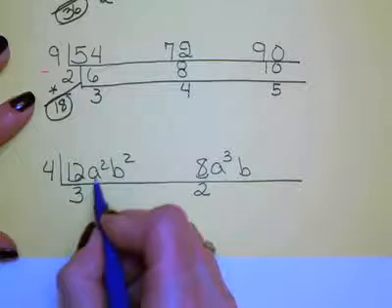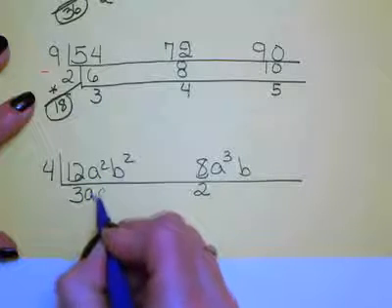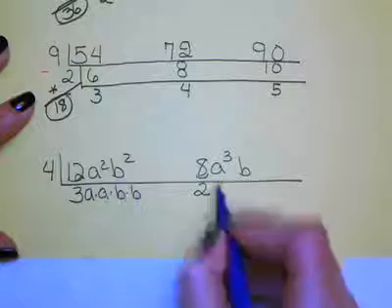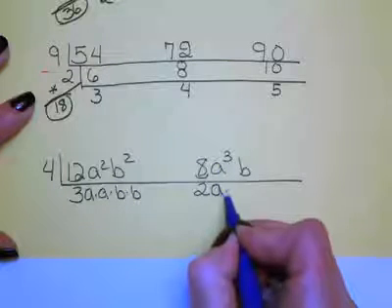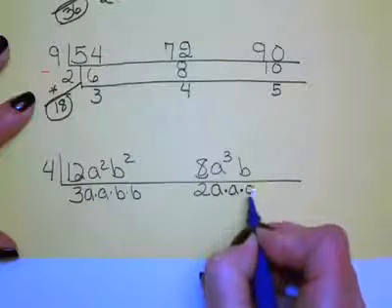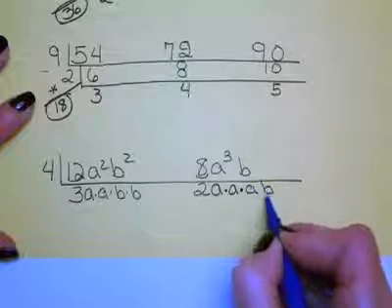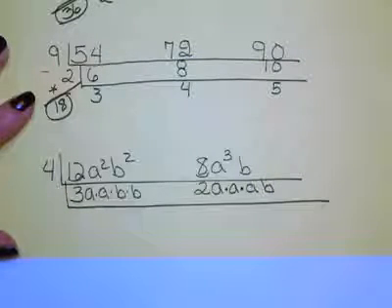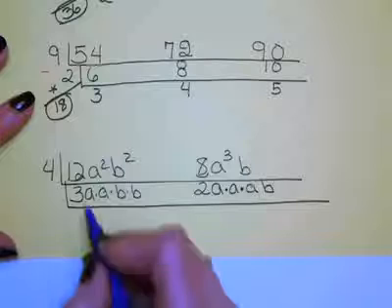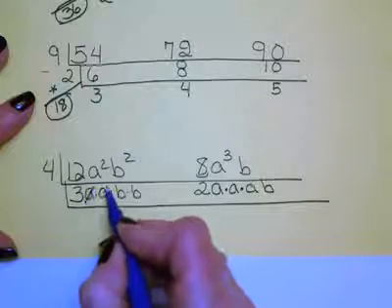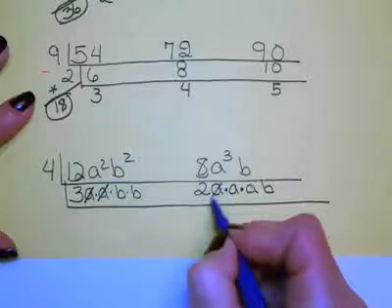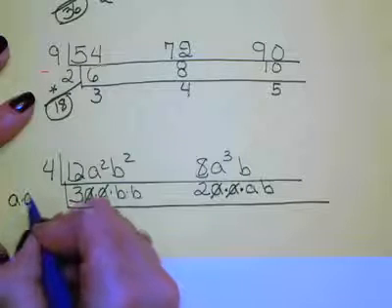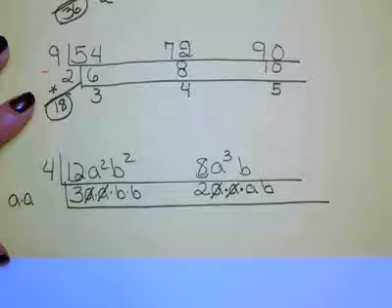Now we are going to expand our exponents. A squared is really a times a, and b squared can be written as b times b. A cubed can be written as a times a times a, and b is written as b. Put another layer on your cake. How many a's are common to both monomials? Well, it looks like there's 2. I can cross off 2 a's from both monomials and put those outside the cake.